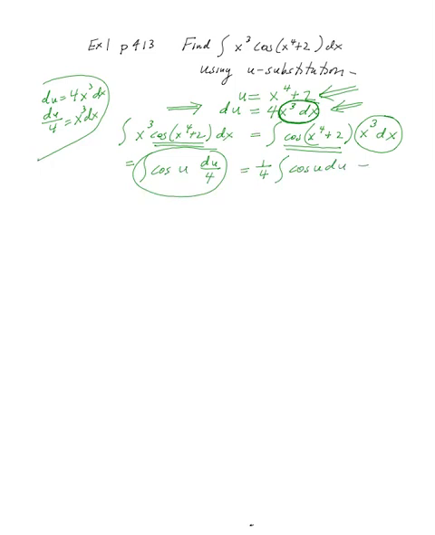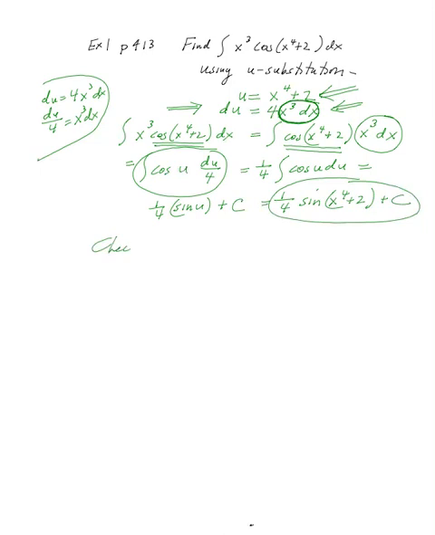Antiderivative of cosine u is what? What do you differentiate to get cosine u? It's just sine u, isn't it? Remember, add my constant. Now, always put your answer in terms of your original variables: x to the 4th plus 2. This is my answer, I think, but it's always good to check.